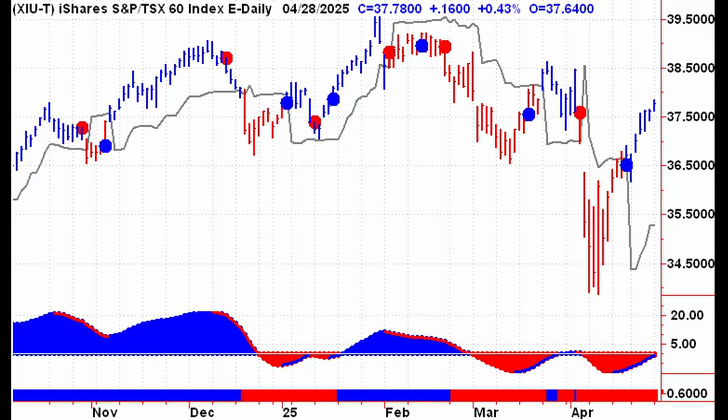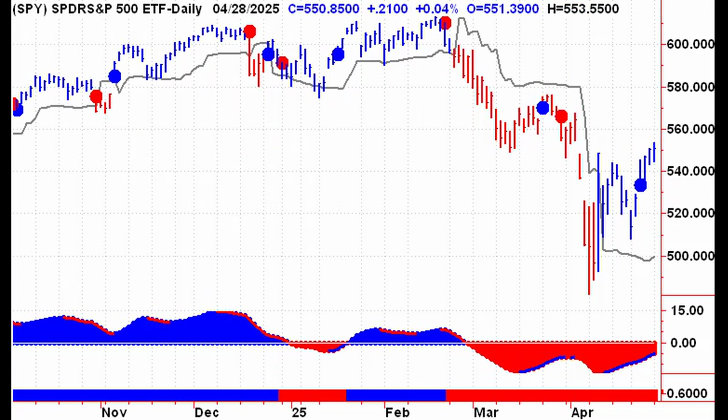Now, looking at the Canadian market, it did not get hit as hard as the U.S. market on the way down. Yeah, we were down, but not by as much. And if you look at the momentum indicator at the bottom of the screen for the TSX 60 and compare that to the S&P 500, you'll see that there's quite a bit of difference.